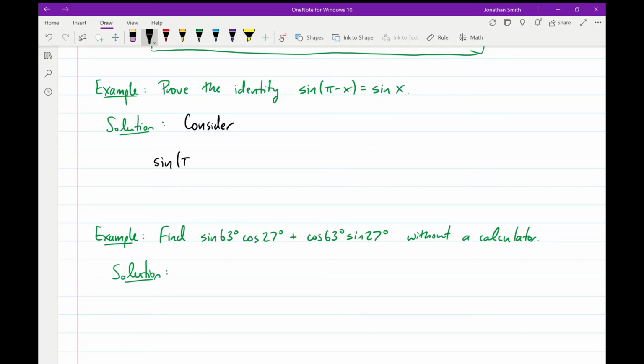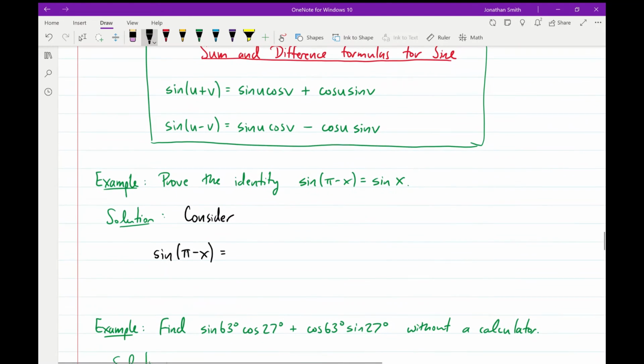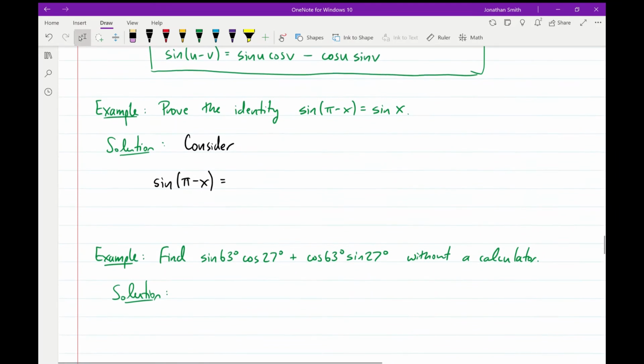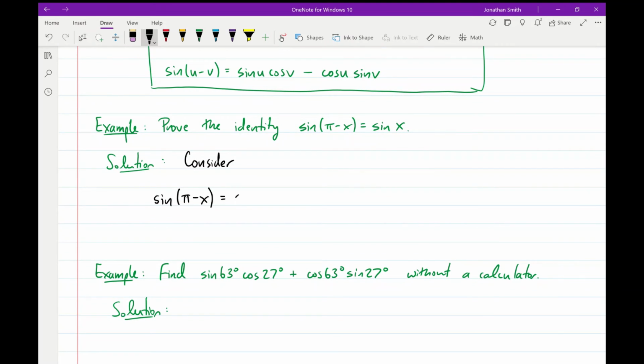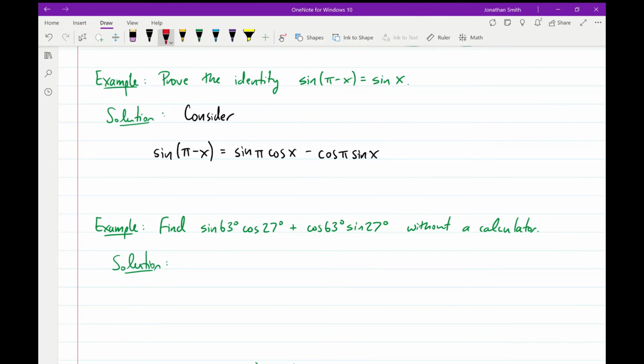So we're going to start on the left-hand side with sine of pi minus x. And now I'm going to use this difference formula that we have for sine. So sine of pi minus x is equal to sine of pi times cosine of x minus cosine of pi times sine x. All right, now let's see what happens. So sine of pi is just 0, and cosine of pi is negative 1. So the first part of this sum, sine pi times cosine x, just gives us a 0, and we have exactly 1 sine x coming from the second part of this sum.